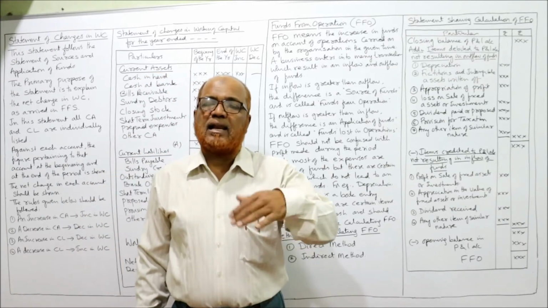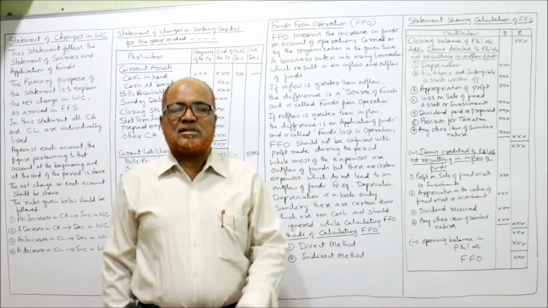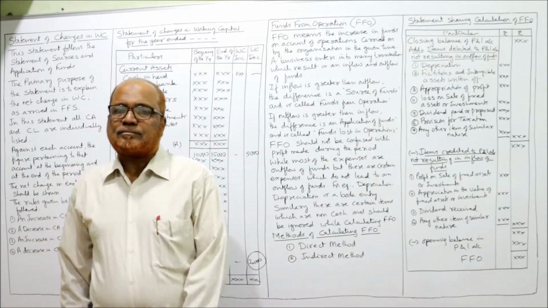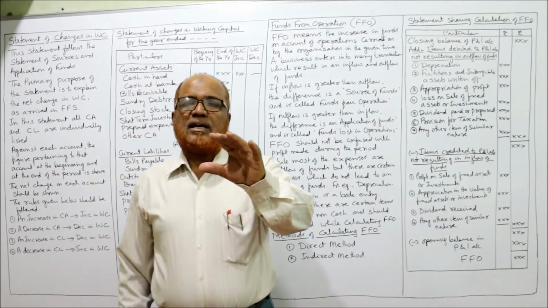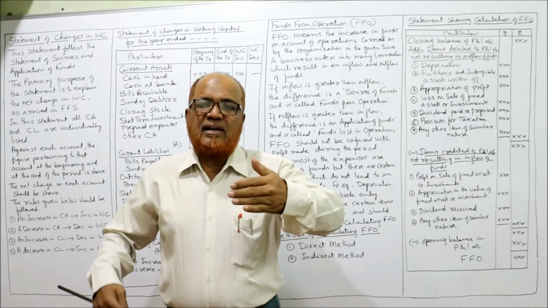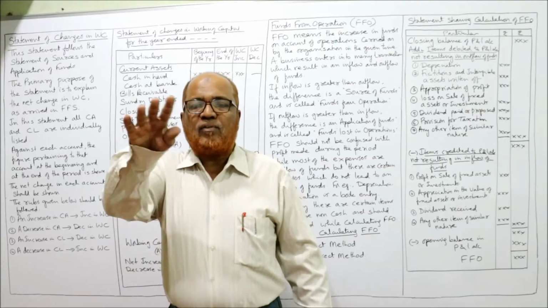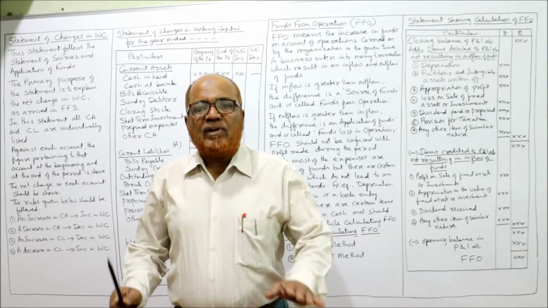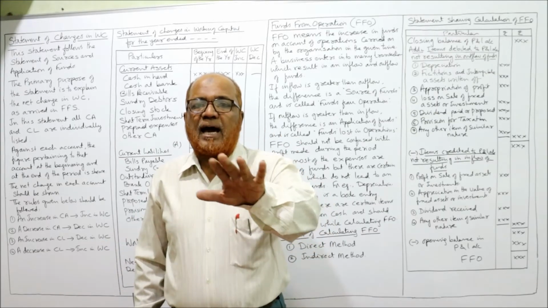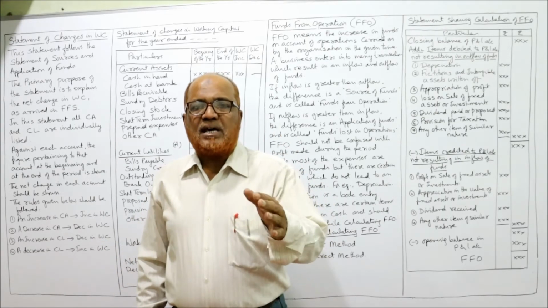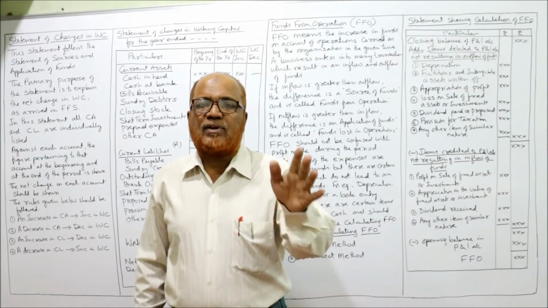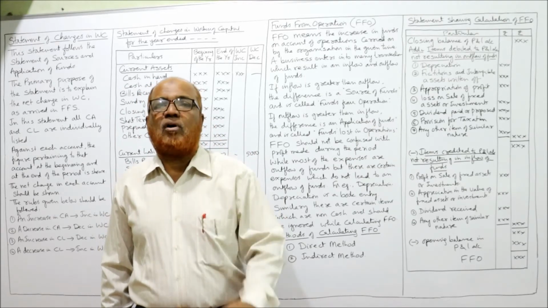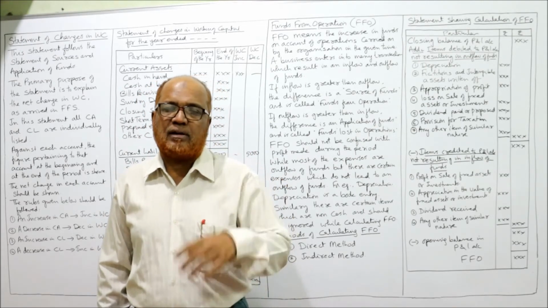Now, how to calculate funds from operation? There are two methods available. The first is the direct method and the second is the indirect method. The direct method says that we take all cash inflows and all cash outflows. Inflows minus outflows give us funds from operation. We will not consider non-cash items. Depreciation or other items written off should not be considered. We consider only those expenses which involve cash, which involve funds.